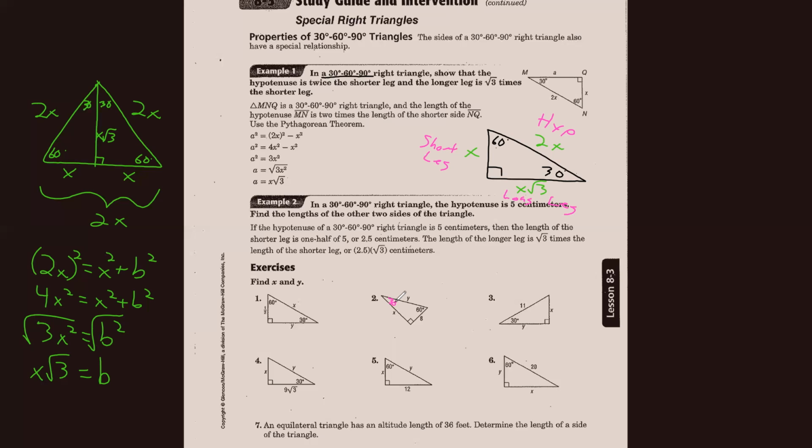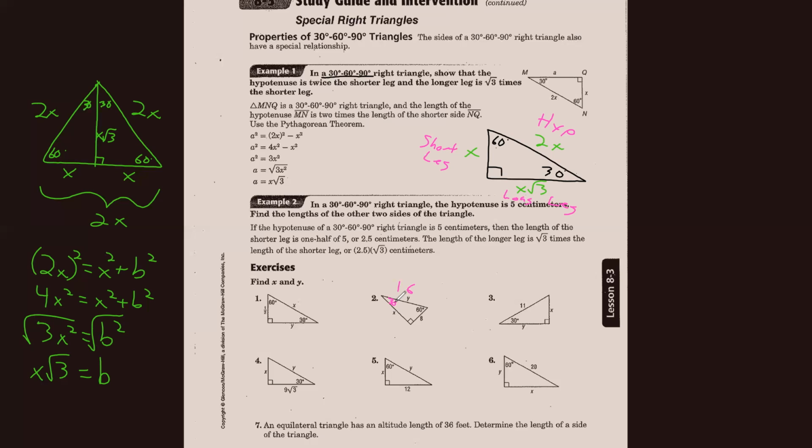The shortest side is across from the smallest angle. So the short leg is always across from the 30-degree angle. So this is our short leg, and everything is based off that short leg. So if I know that that's 8, what's my hypotenuse? If this is 8, I've got to double it, and my hypotenuse is 16. So y value here, 16.